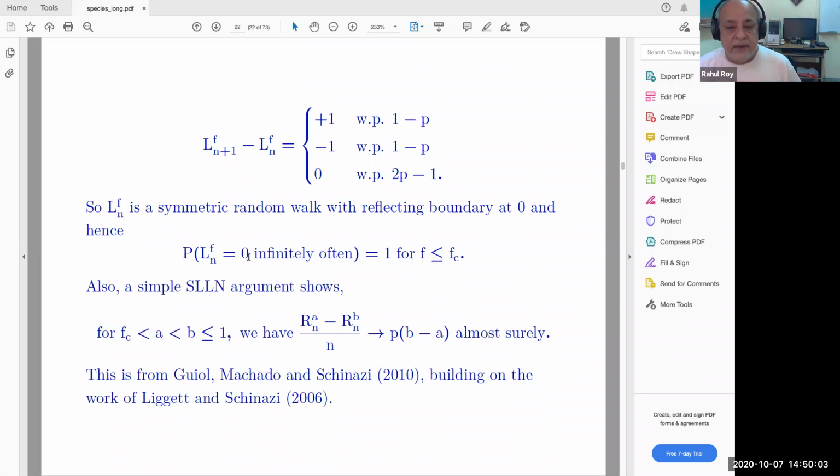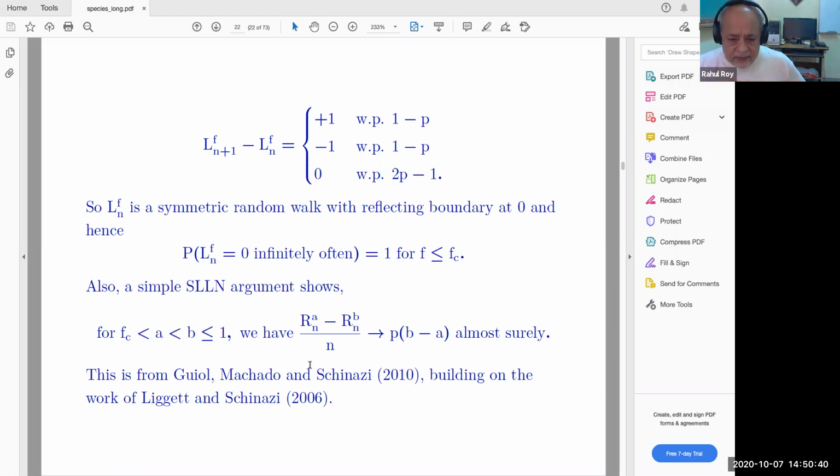So L(∞) is 0 for f infinitely open, and is 1 for f less than fc, which is exactly (1 minus p) by p, if you remember. And also a simple strong law of large numbers argument shows that if I look at an interval a to b, which is in the part fc to 1, then the number of individuals lying in this, divided by n, is p times (b minus a). Okay, almost surely. This is exactly the strong law of large numbers result.